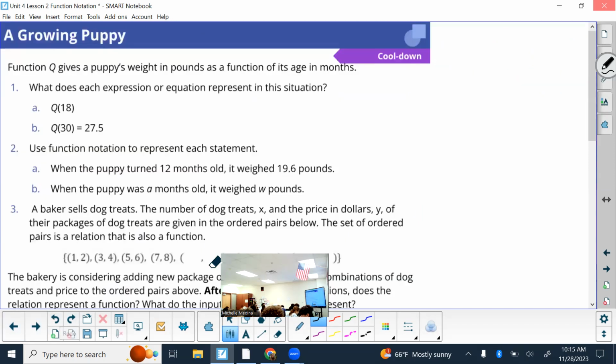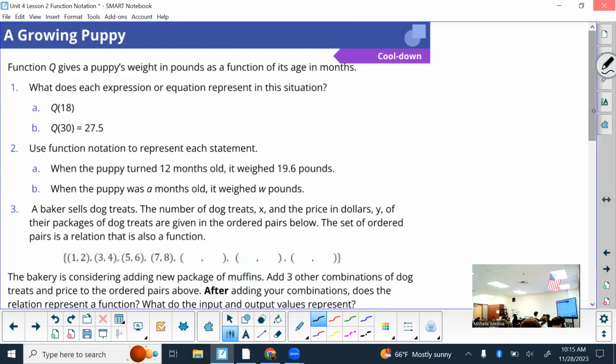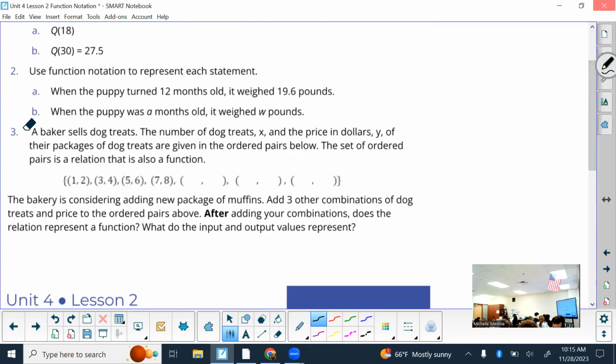All right. Instead of doing the entire cool down, let's just look at number 3, because number 3 is also similar to something that is on your unit test. So a baker sells dog treats, the number of dog treats X and the price in dollars Y of their packages are given in the ordered pairs below. The ordered pairs are also a function. So something we learned about yesterday. What makes this a function?